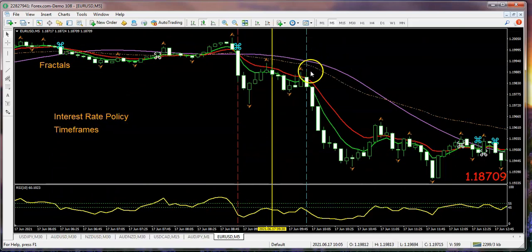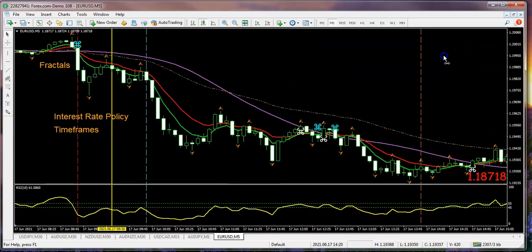Notice we're below all of these lines. We've had 2 fractals to the north. Even if we pull back in this area, this is a challenge to the 12 on the 5-minute chart. But if you're trading the 5, waiting even till the London Open, you can see this is another push to the downside as everyone's trying to get out of the euro.